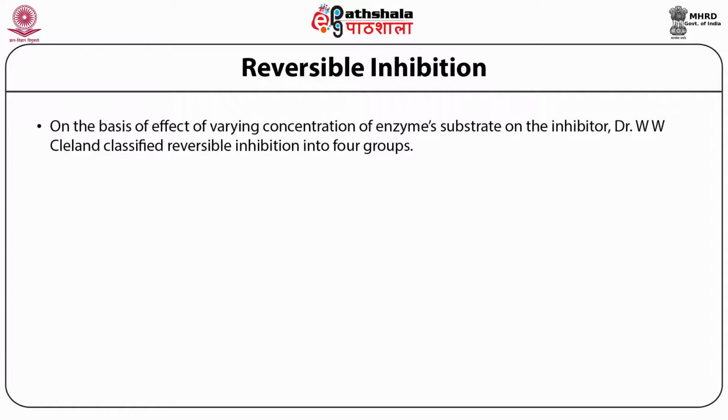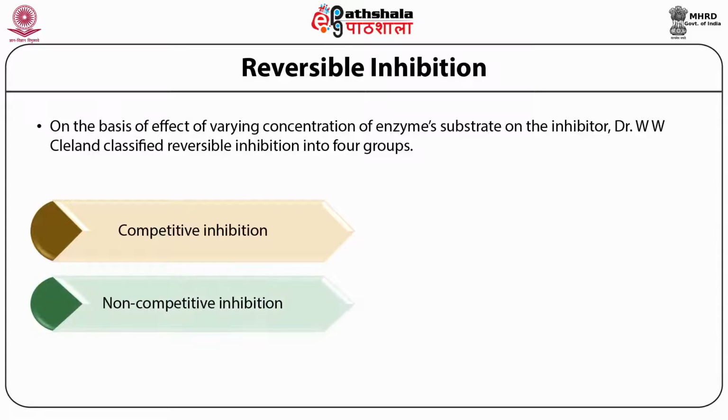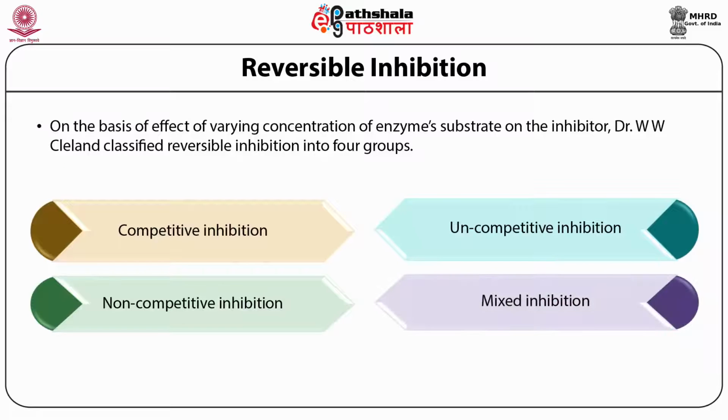On the basis of varying concentrations of the enzyme's substrate and the inhibitors, reversible inhibition can be grouped into four groups. The first one is competitive inhibition, where there is structural homology between substrate and inhibitor. The second is non-competitive inhibition, the third is uncompetitive inhibition, and the fourth is mixed inhibition. We will discuss all these four types of inhibition one by one.